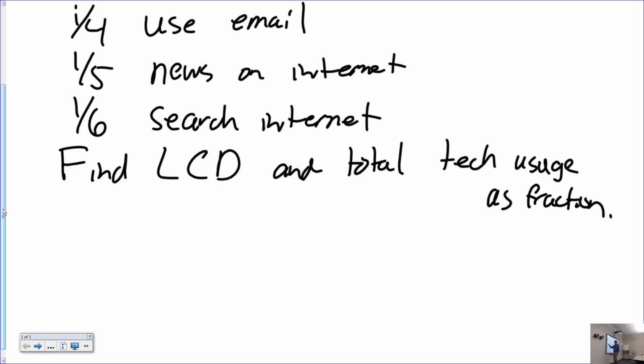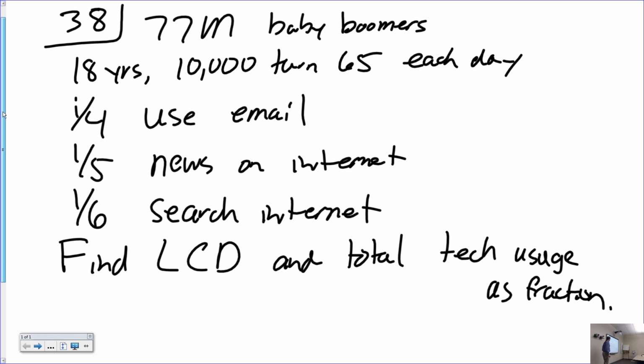So what made me think about this was, do we even need any information from this problem up to the 10,000 figure? No. We're not using 77 million, we're not using 18 years. Nope. We're not using each day. Nope. We're not even using 65. We're not even using 10,000. No, we're just using fractions.